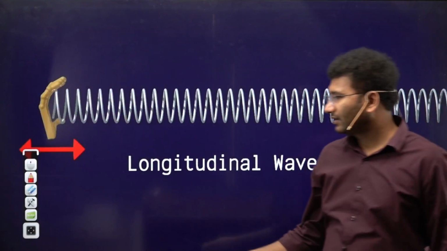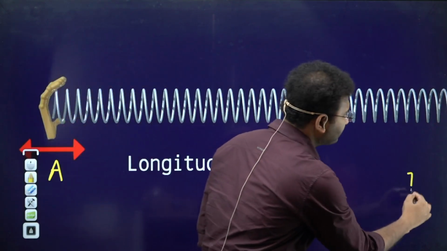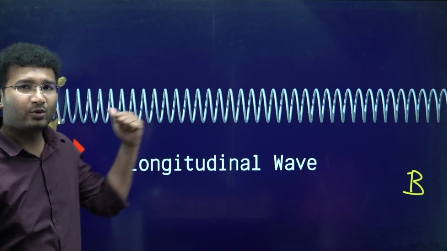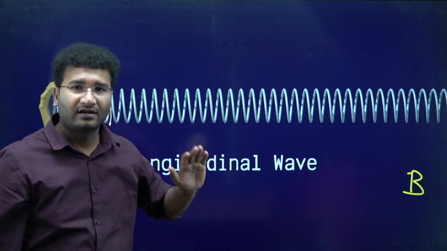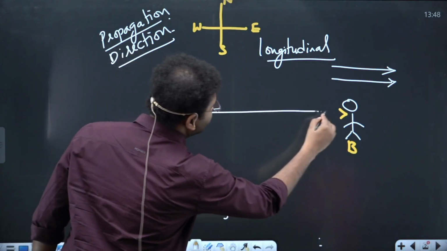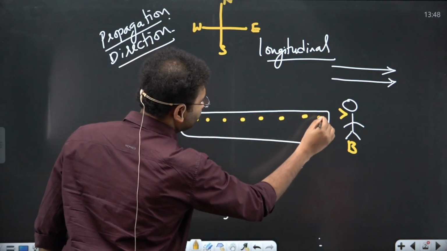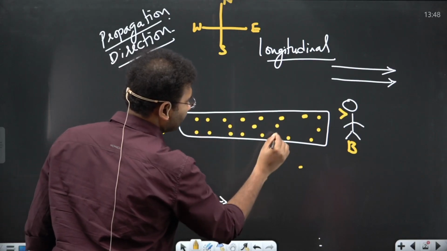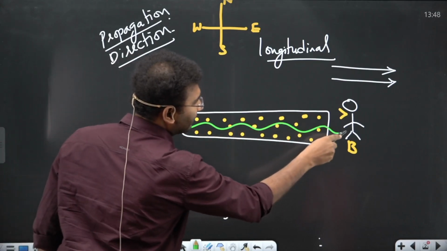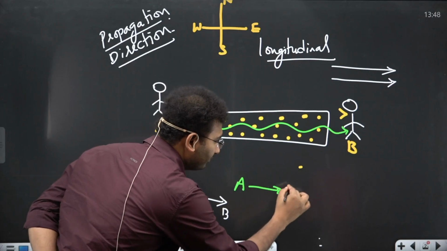Imagine this is person A who is trying to send waves to person B, right? What will be the direction of the wave? The direction of the wave is A to B, right? Now, imagine this is a box and this box has certain particles. Person A has sent a wave from A to B. What is the direction of the wave? The direction of the wave is from A to B. This is the direction.